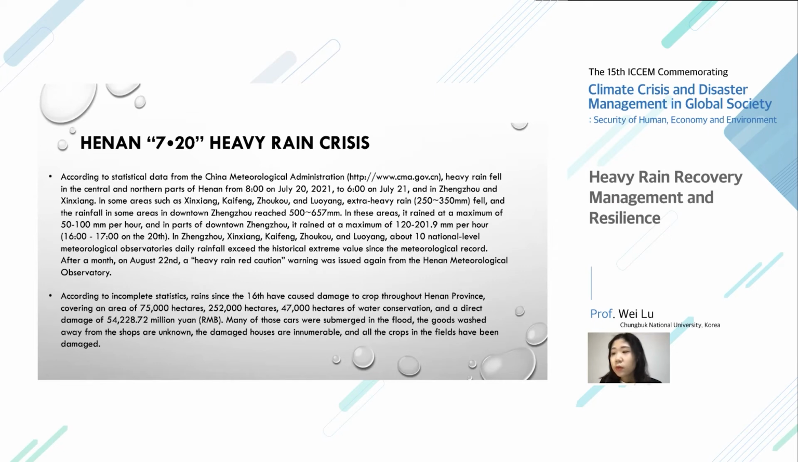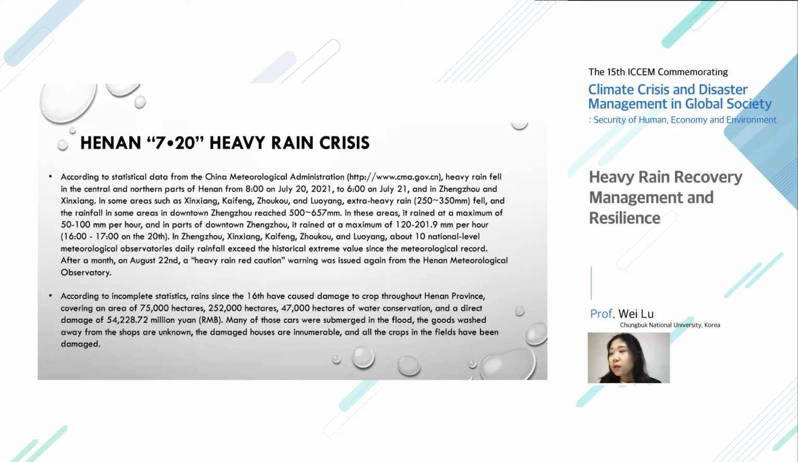Next, I will introduce the crisis of the heavy rain on July 20th in Henan, China. According to data from the China Meteorological Administration, heavy rainfall in the central and northern parts of Henan, and the rainfall in some areas in downtown Zhengzhou, reached 657 millimeters. About 10 national-level meteorological observatories' daily rainfall exceeded the historical extreme values on record.